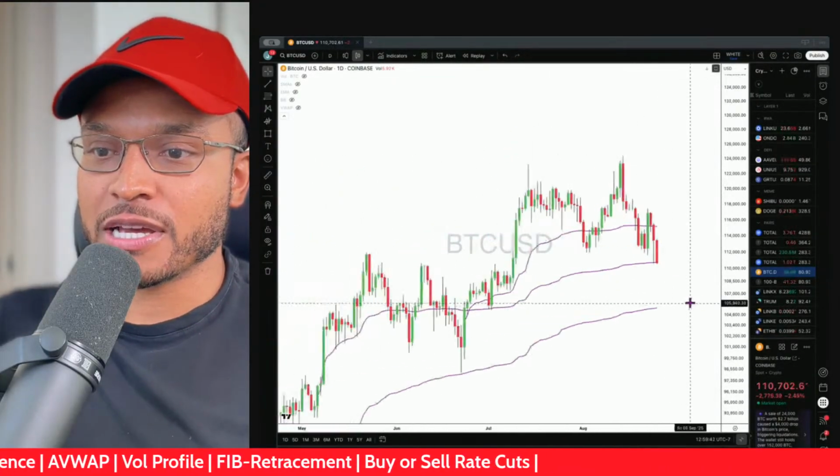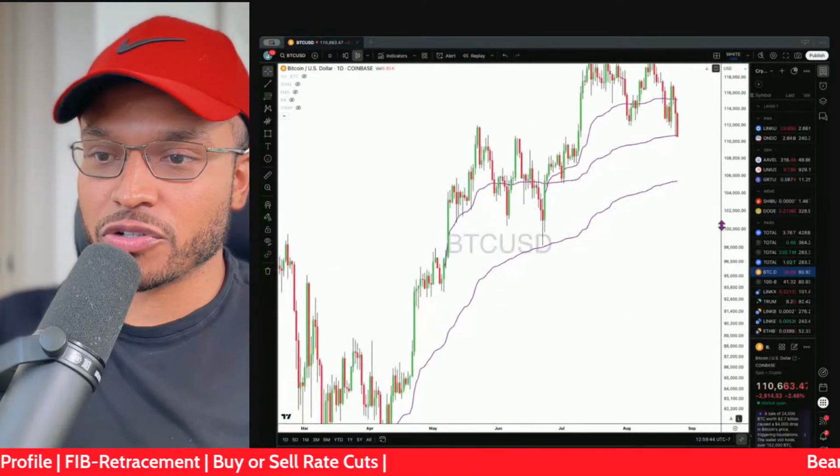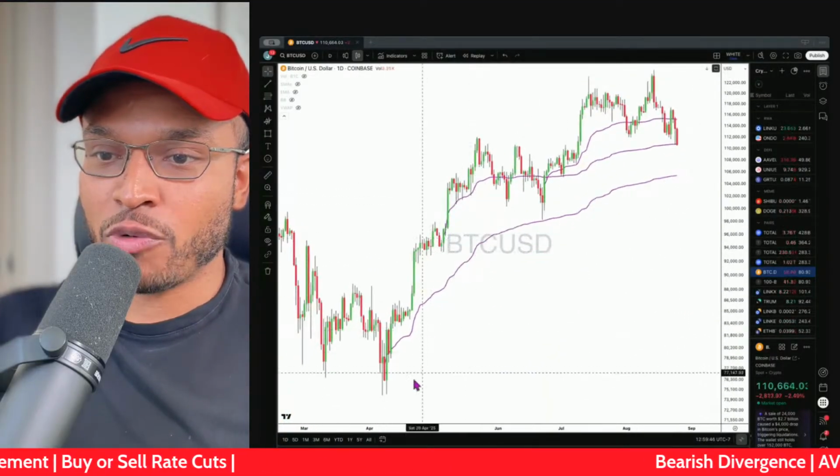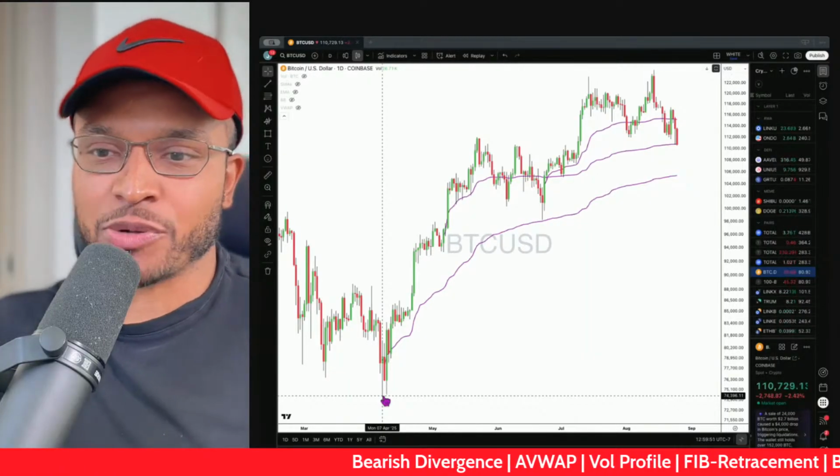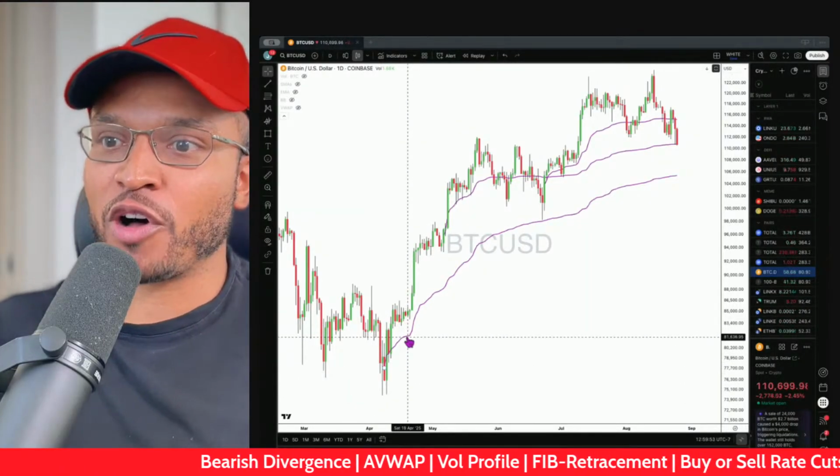It looks like BTC is going to come down to the anchored VWAP from the previous low, which was the April low. That makes sense, right? All the volume, anchored VWAP is volume weighted average.